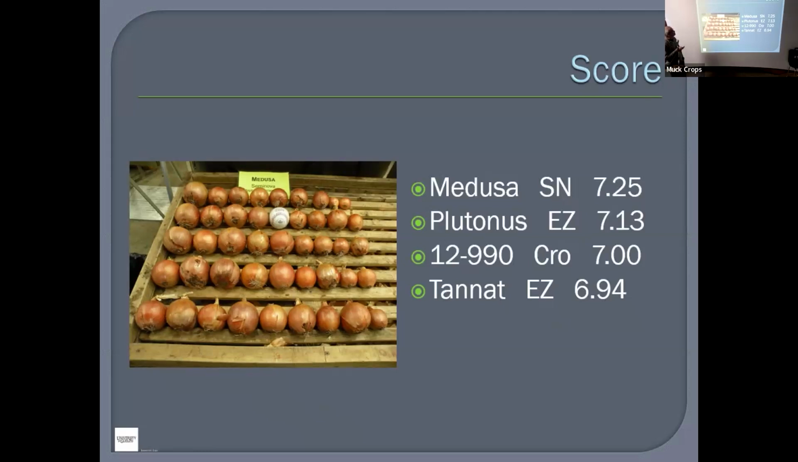And we've been adding this baseball this year, and we found that that helps give us an idea too on an overall scale. You want something that's roughly a baseball size, hardball size, so we aim for that. Anyway, score quality-wise, Medusa was the best, then another one from Enzazetta, a number variety, and then Tanat.